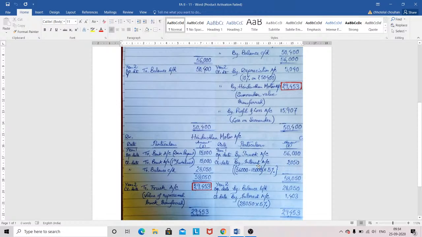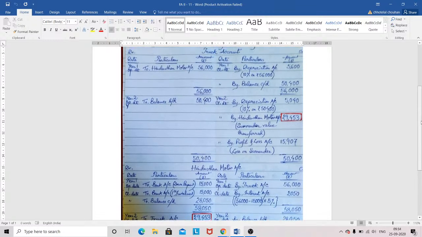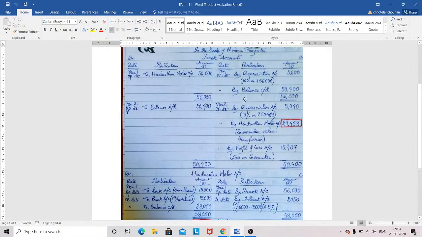Now you have to pay the first installment. As I have mentioned, the installment is inclusive of interest, so you don't need to add this 2,050 separately, just it is to bank account, first installment 15,000, so your balance sheet came as 28,050, both side match 58,050, and here on the first year of the asset account you have charged that particular depreciation 5,600, so your balance sheet is 50,400, both side total 56,000, done.